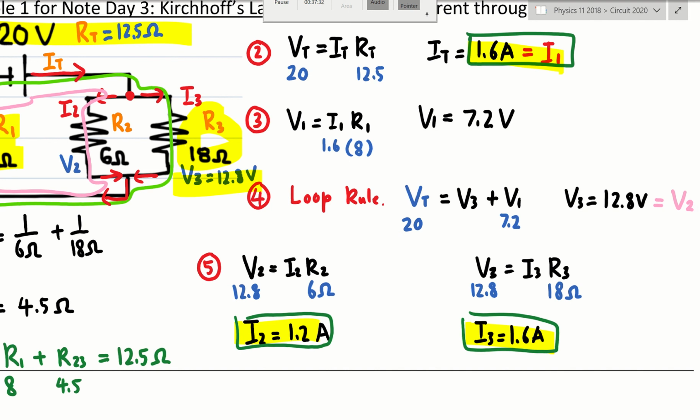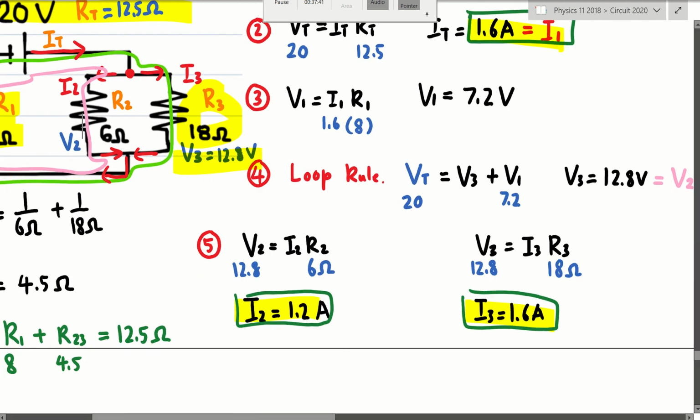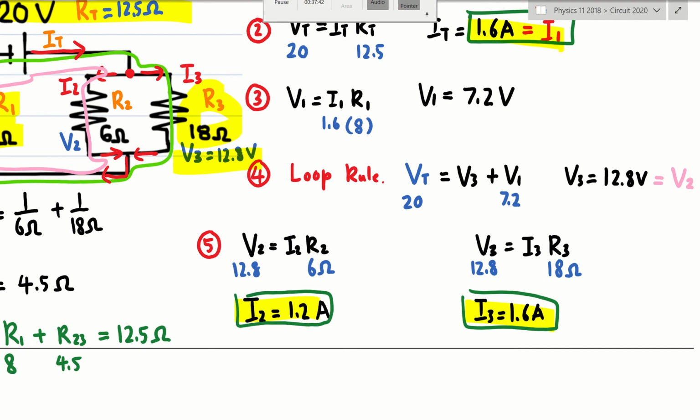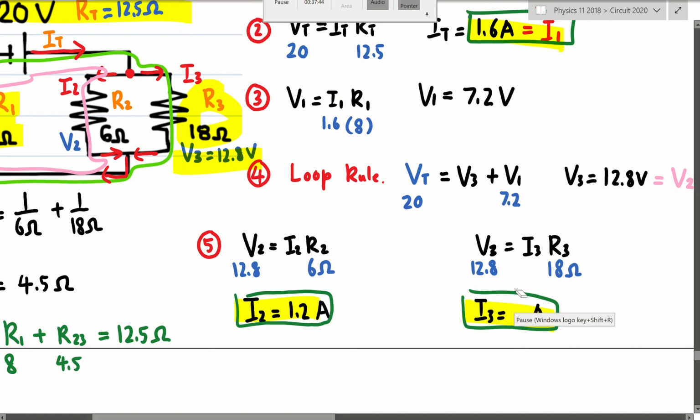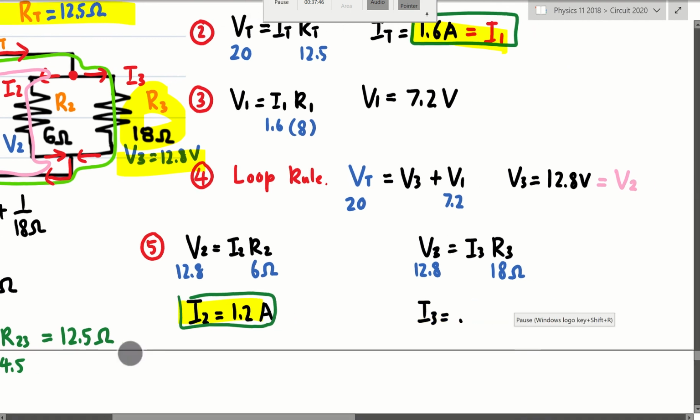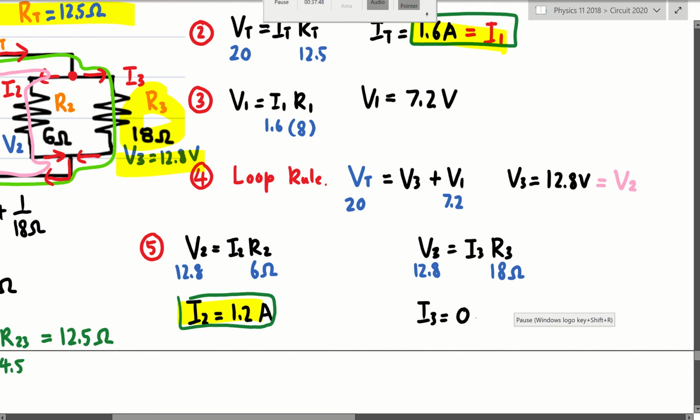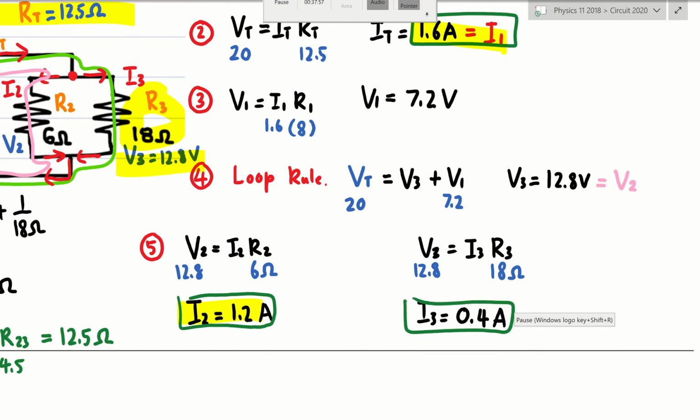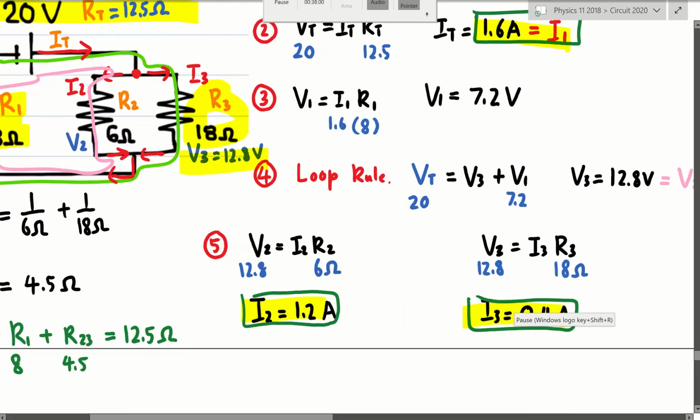Okay, so wait a second. I think I wrote down one of the numbers wrong. So give me 1 second. Okay, I found a mistake. I3, I was looking at something else. I3 is actually 0.4. Okay, 0.4 amp. That is the correct answer. Okay, now, good, right?